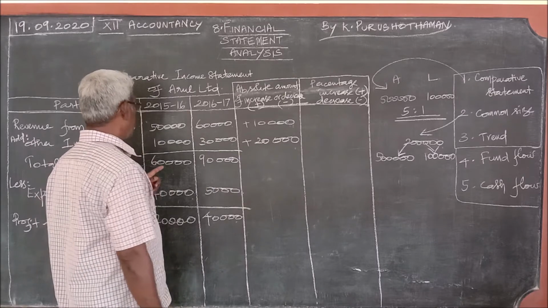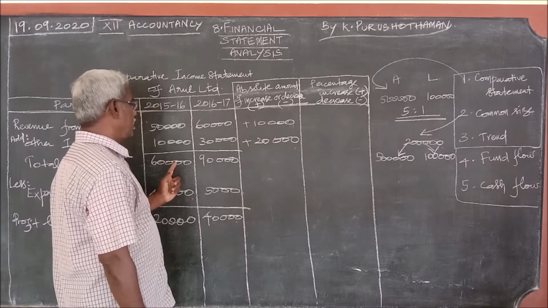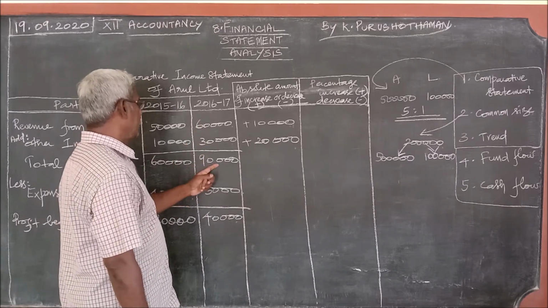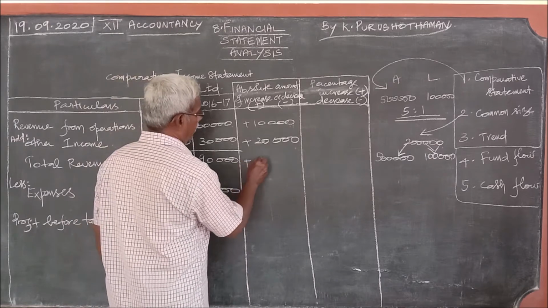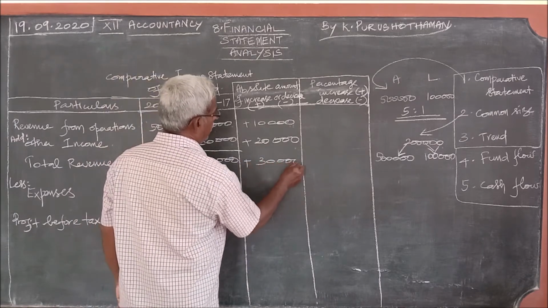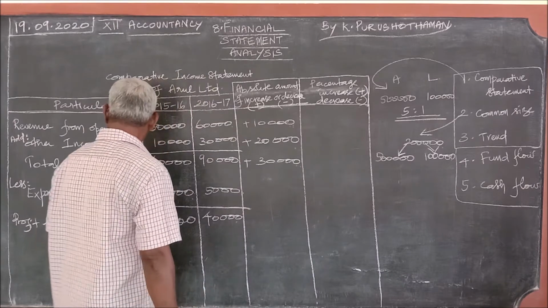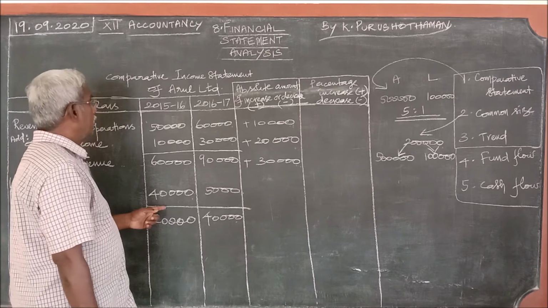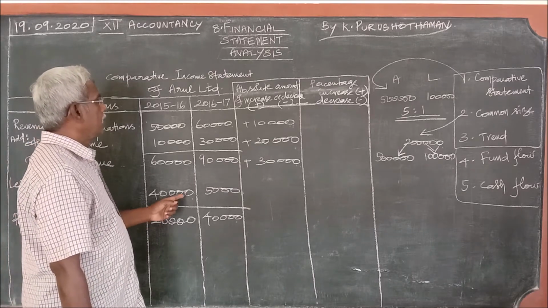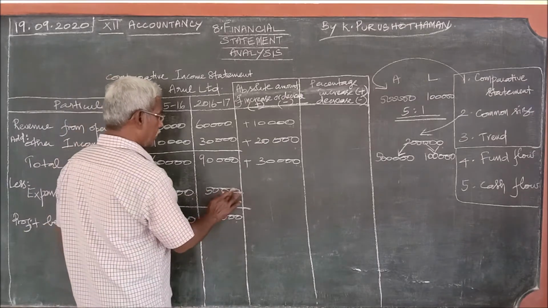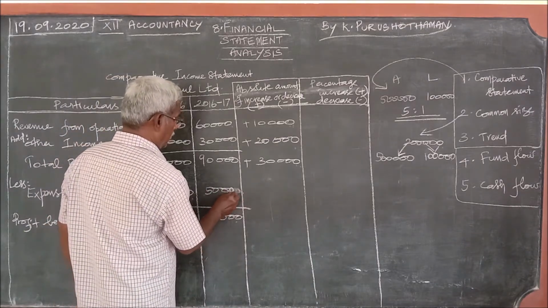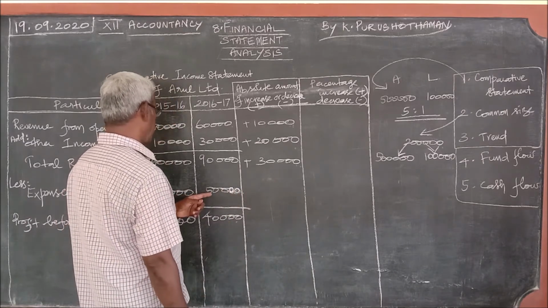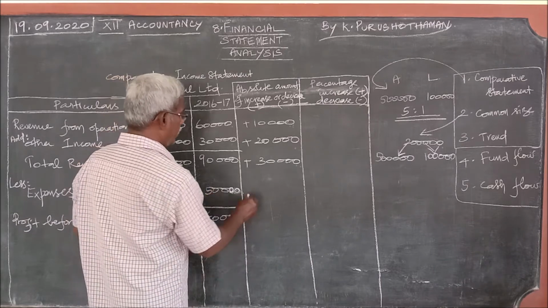In the same way, the total revenue: previous year 60,000, this year 90,000. How much is the increase? 30,000. That is a plus. If it is an increase, plus. If it is a decrease, minus. In expenses also, listen. Previous year 40,000, but this year it is 50,000. Therefore, there is an increase in expense. How much? 10,000.